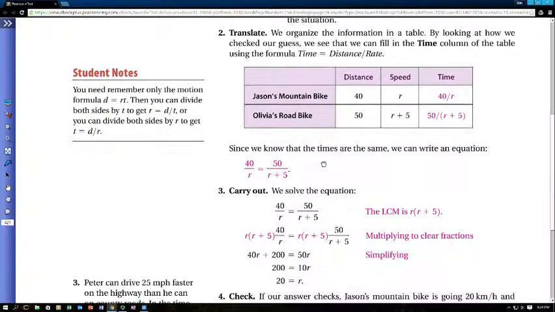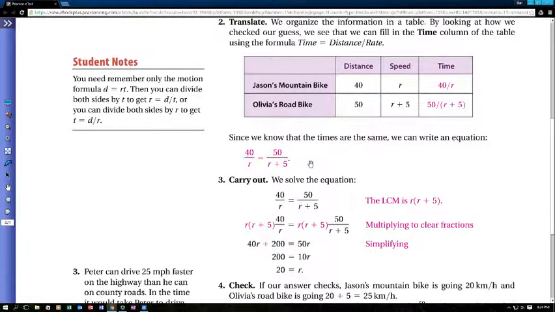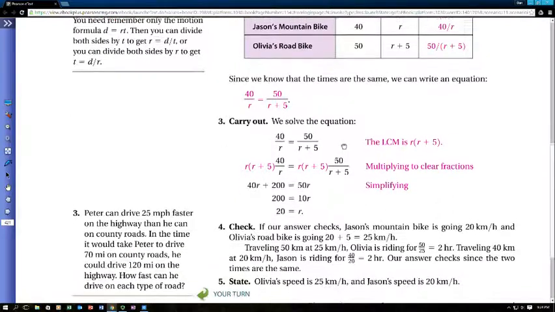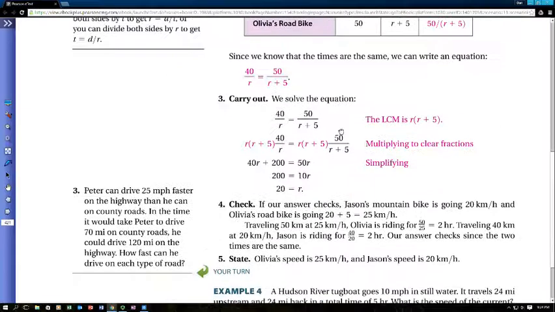Well, since we know that the times are the same, that's what they say, they end up taking the same amount of time. If this is time and this is time, they're saying these two things are the same, so we can set those equal to each other and solve for r. So then we carry out this equation of 40 over r equals 50 over r plus 5.